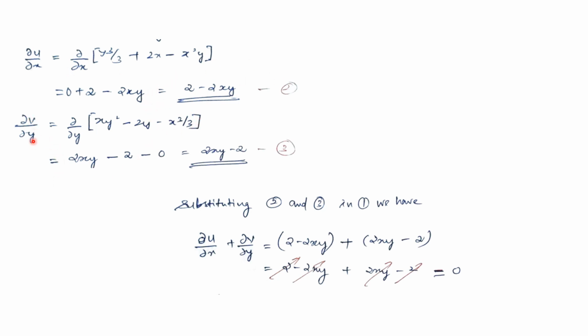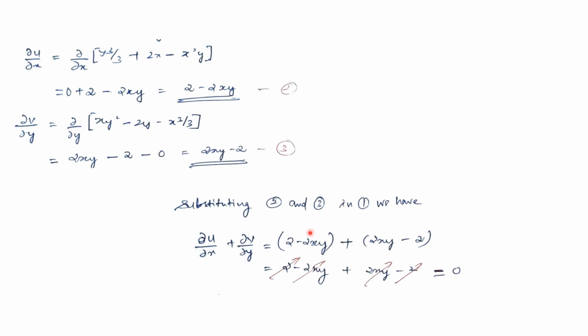Similarly, the differential with respect to y, dou v by dou y. In v, x y square minus x cube minus 2y minus x cube by 3, differentiating with respect to y, it would be 2xy minus 2 into 1, minus, there is no y term, so it would be 0. So 2xy minus 2. So substitute.